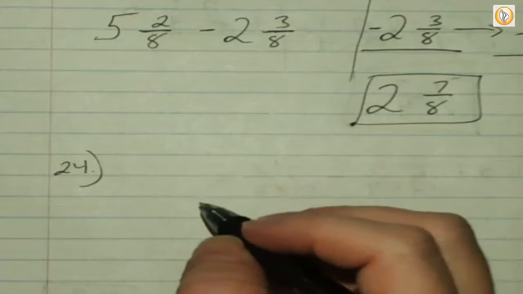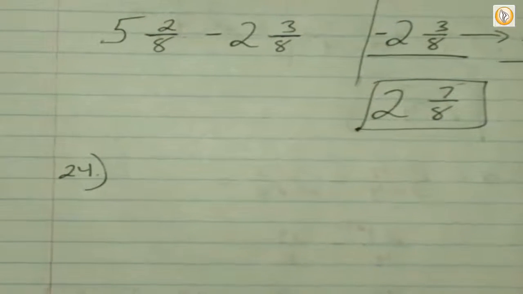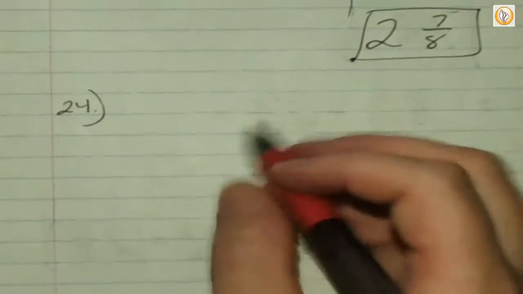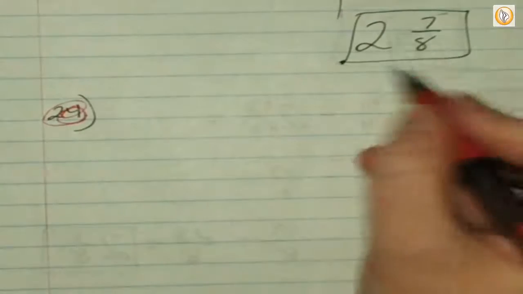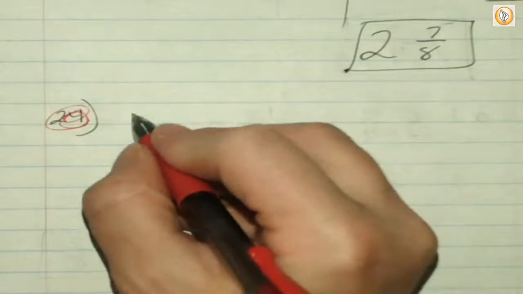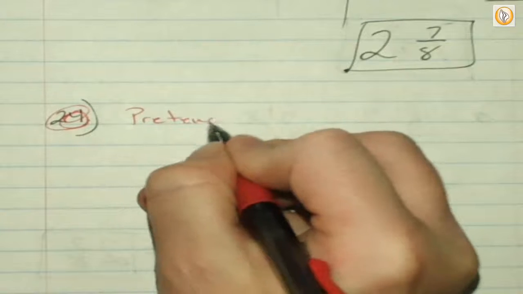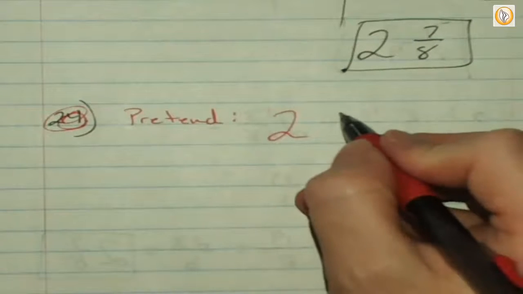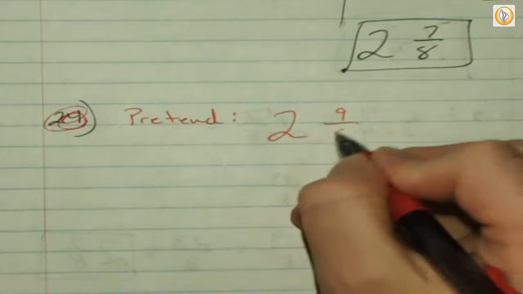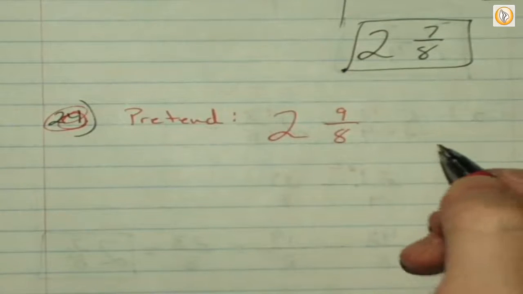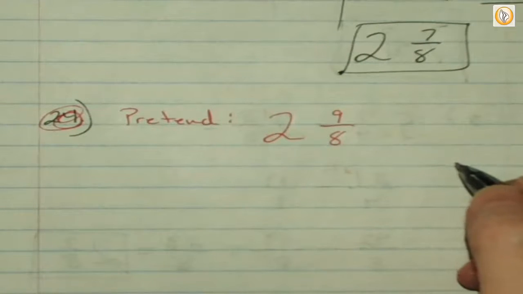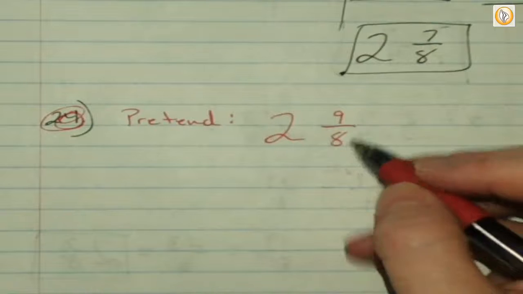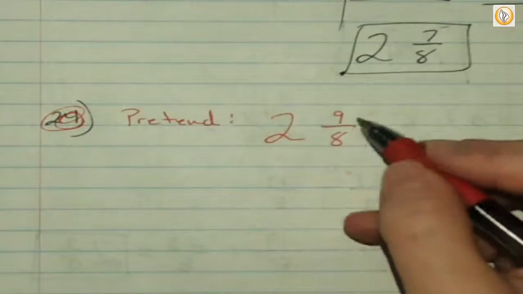Real quickly, what if we did a bunch of work and let's pretend the answer was 2 and 9/8? Who can tell me what to do? That's your answer. But that's an improper fraction. So what do we do?